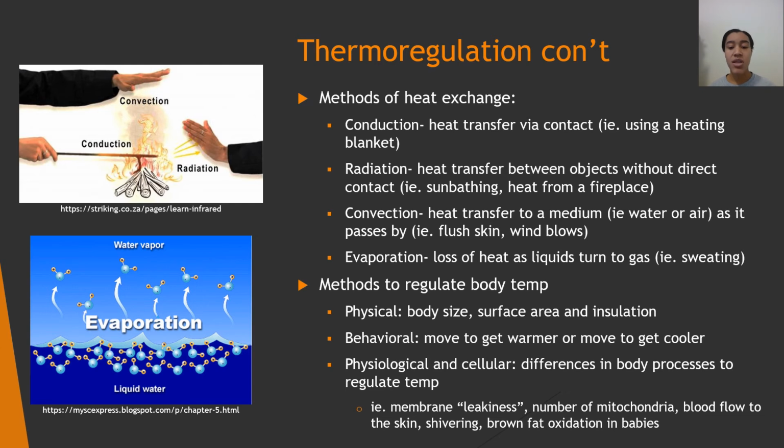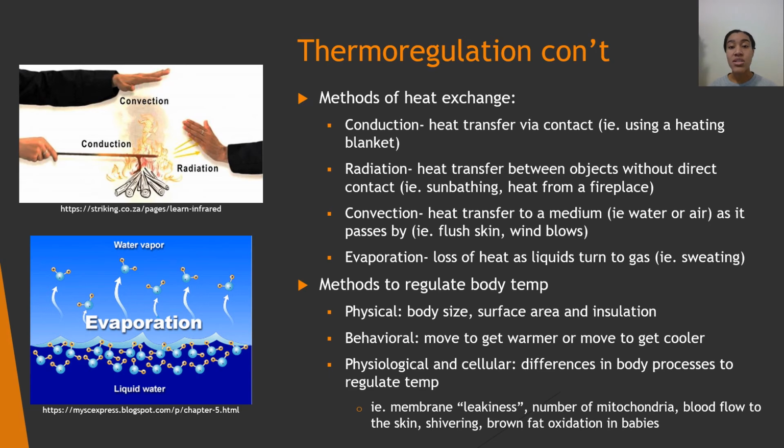Then we also have some physiological and cellular components that have an effect on an animal's ability to regulate its body temperature. And so this is basically differences in how your body undergoes certain processes. Some examples, like your book mentioned, are membrane leakiness in endotherms. So it's thought that endotherms have leakier membranes that allow for more ions to come into the cell, which the cells have to then pump out because you don't want too many ions in your cells. And as the cells are pumping out those ions, they have to expend ATP, which releases heat. And that's how we're able to keep our bodies so warm.